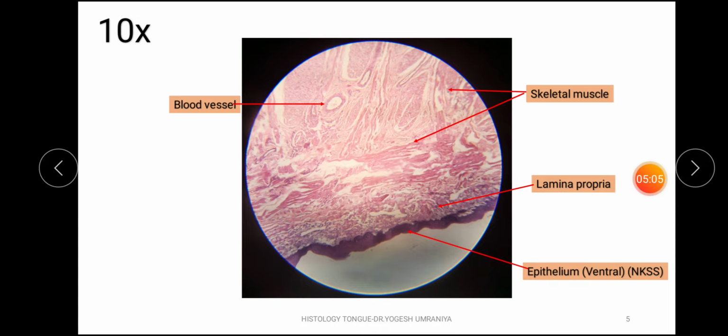Okay. This is the lamina propria, and remember this is the ventral aspect of the epithelium, so you will not find the papillae here. So this is the ventral epithelium of the tongue, which is lined by the non-keratinized stratified squamous type of the epithelium.